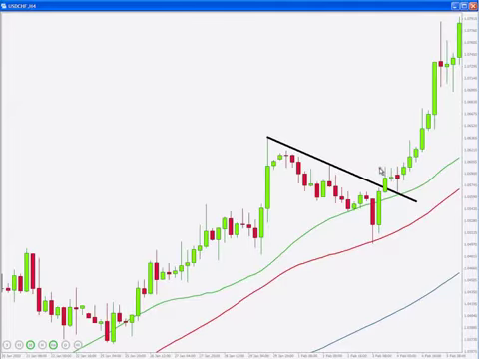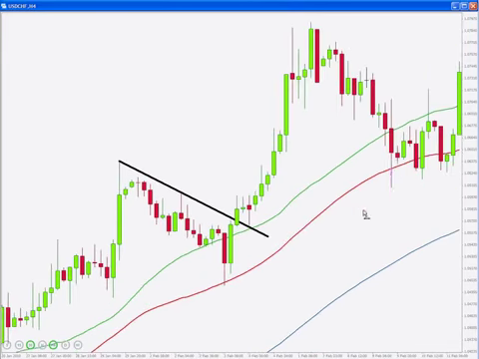Our entry would be just above, a few pips above the breakout thrust. That's the breakout thrust there. Right there is where we get triggered into this trade. The stop loss goes a few pips below the pullback, this being the pullback.